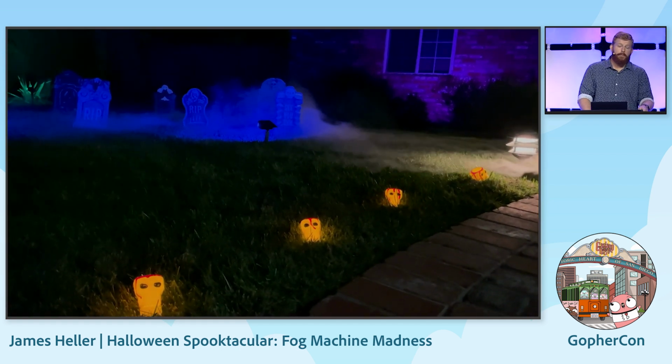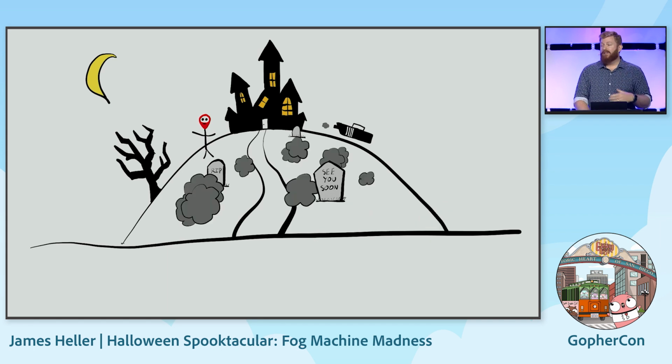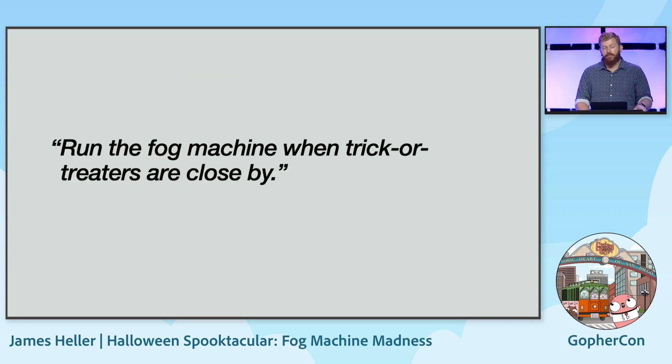But there is a problem, because the fog machine runs on a timer, and if that time interval is too long, then trick-or-treaters can come and go and they don't see the fog. And if the interval is too short, then there can be lots of fog but nobody around to see it. So I had an idea to run the fog machine when trick-or-treaters are close by.